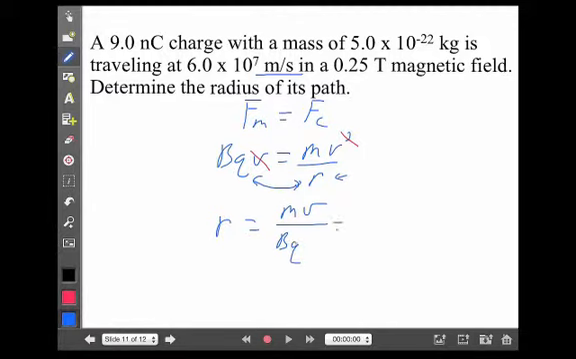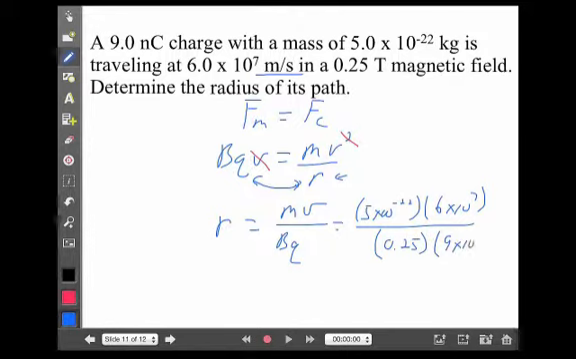Now I can plug in my numbers. Mass, 5 times 10 to the minus 22 kilograms. Velocity, 6 times 10 to the 7th meters per second. Magnetic field, 0.25 Tesla. And a charge of 9 nanocoulombs, again, nano 10 to the minus 9.